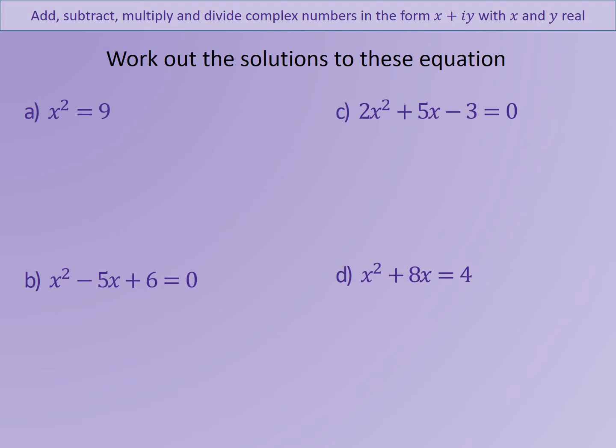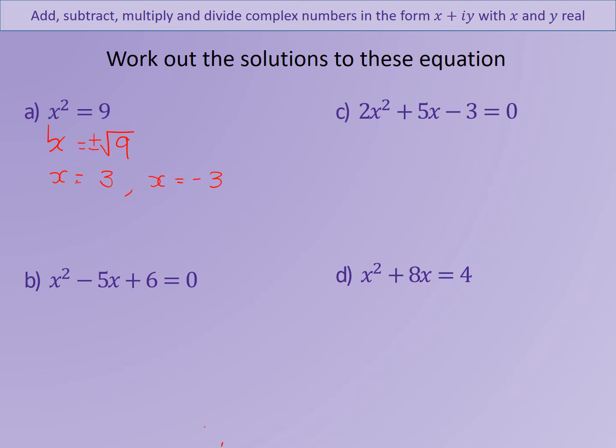Part A, x squared is equal to 9. If we take the square root of both sides, we have x is equal to the square root of 9. Don't forget here we have the plus or minus of both of these. So we have x is equal to 3 and we have x is equal to minus 3. Let's take a look at part B.